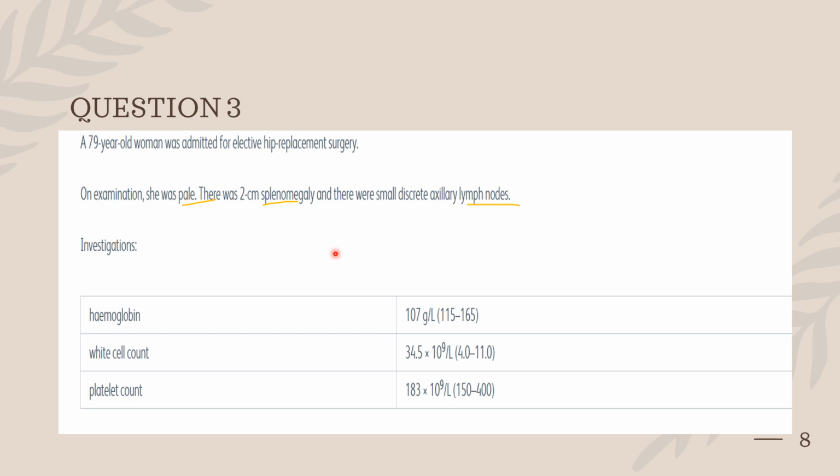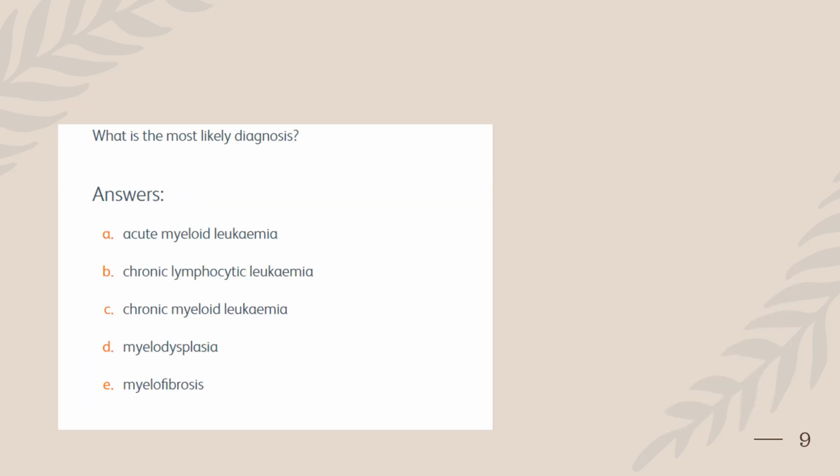So in these kinds of questions, when the questions from hematology come, there is splenomegaly, lymph node, she is pale, anemic. You see the white cell count, which is 34,500, which is large. You have to identify also the age. So in a 79-year-old elderly with splenomegaly, anemia, this high white cell count and lymph node, you think of what is the most likely diagnosis? So it is one of the hematological malignancies. Is it AML, CLL, CML, myelodysplasia, or myelofibrosis?